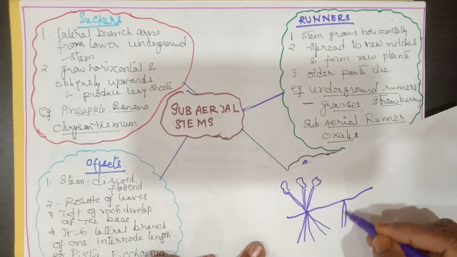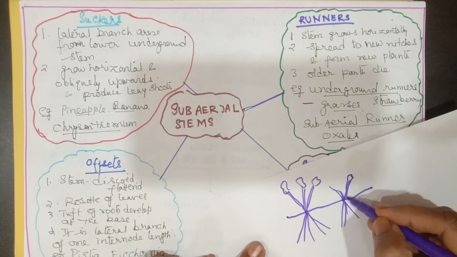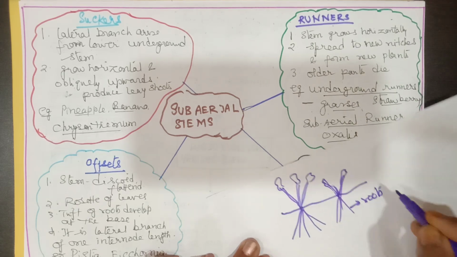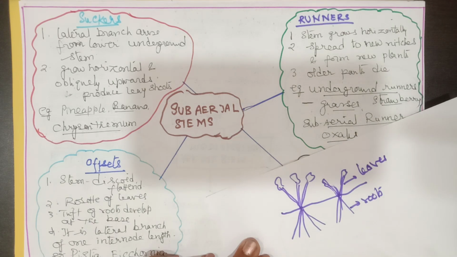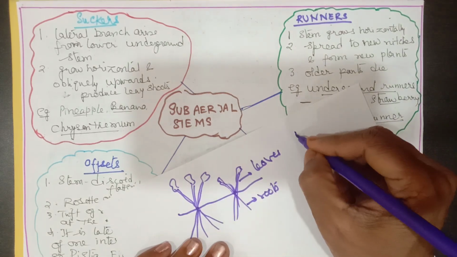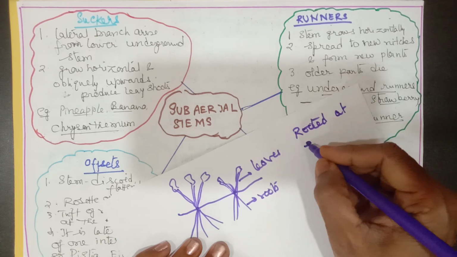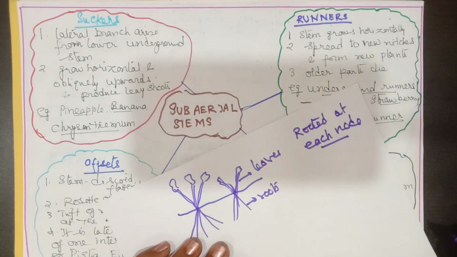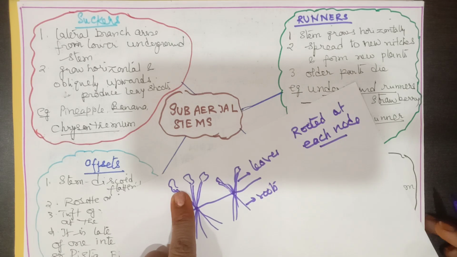So in this way the main stem will grow horizontally, and at certain places it will give a group of leaves and adventitious roots. So roots and leaves are formed. Therefore this runner is also described as the stem which is rooted at each node. That's how we can describe a runner, because at every place we find roots arising and also leaves arising.